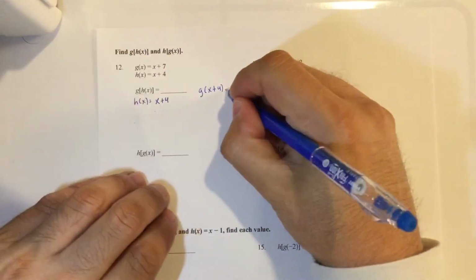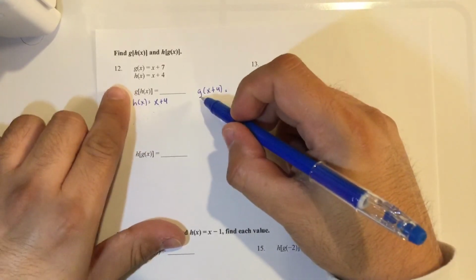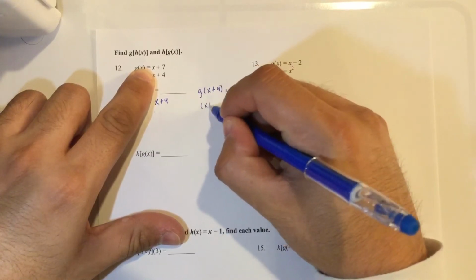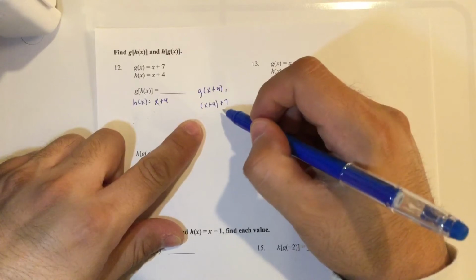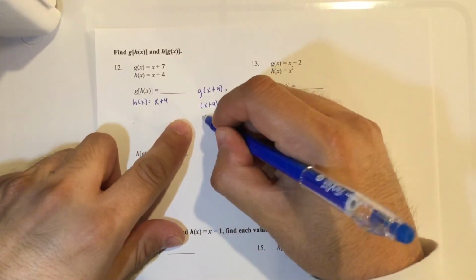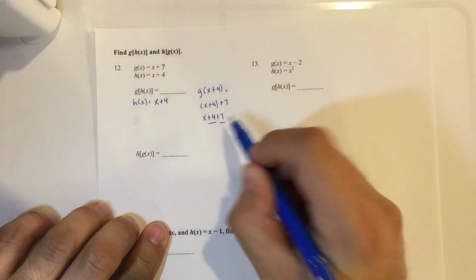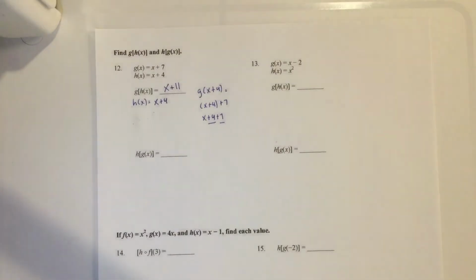So for g of x plus 4, we're going to plug it into the g function. So right here, for x, we're going to change it to x plus 4. We're substituting in the whole expression, plus 7. Parentheses are not necessary, so there's nothing multiplying, so it's just x plus 4 plus 7. And hopefully you see that 4 plus 7 is 11, which gives me x plus 11 as my final answer.